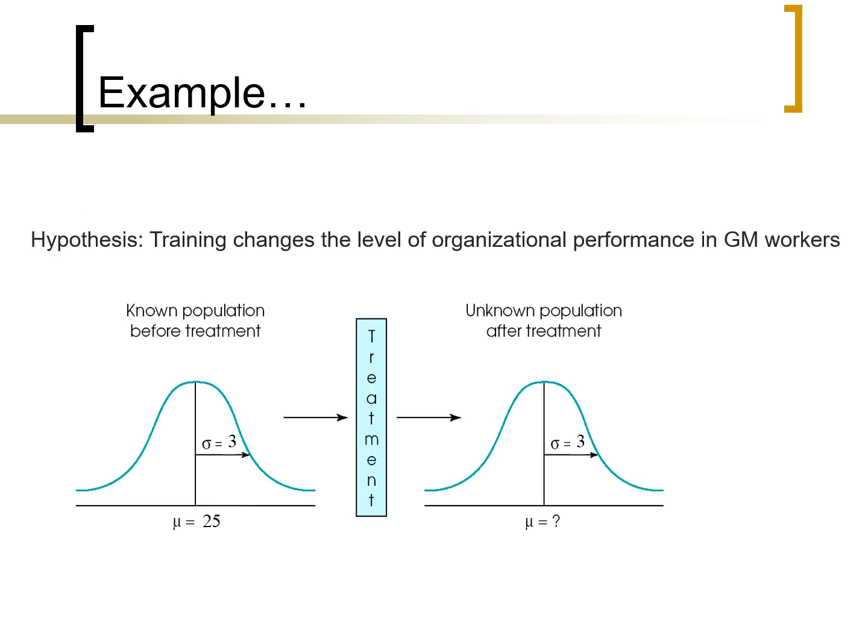So for a more specific example, let's say we have a hypothesis that changes the levels of organizational performance. In this case, we've set our hypothesis around the population of just GM workers. So we're not saying all auto workers in the US, but let's say GM workers in the US. For example, we have a known population of performance before treatment. Let's say that average performance is 25 on whatever metric that is in performance metrics.